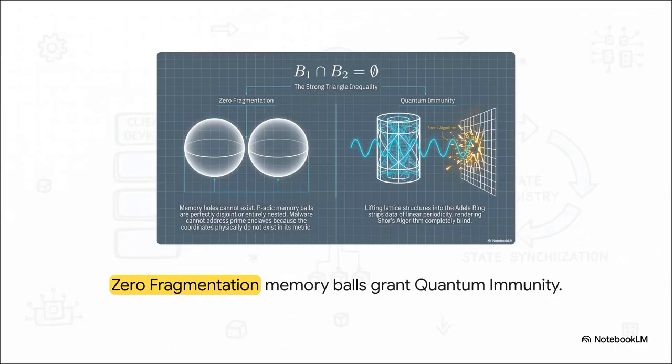And the security implications? Equally massive. Because p-adic memory balls are perfectly disjoint, meaning they never ever overlap, malware physically cannot find memory holes to exploit. The coordinates literally don't exist in the malware's metric system. It'd be like trying to find a street address in a totally different dimension. Plus, by lifting this lattice into the geometric Adele ring, the system strips data of linear periodicity, which completely blinds quantum computing threats like Shor's algorithm. It gives you out-of-the-box quantum immunity.